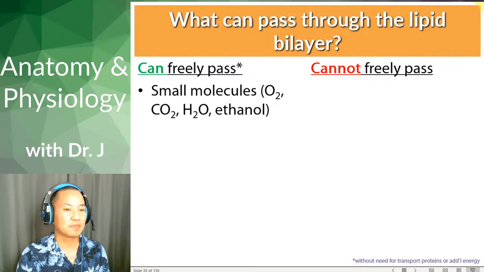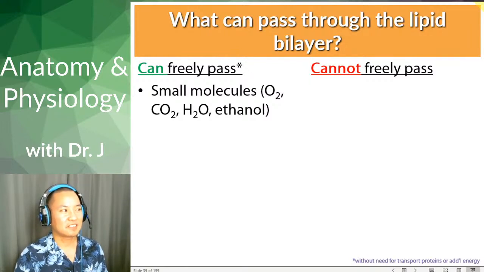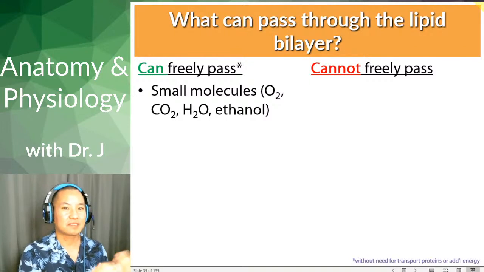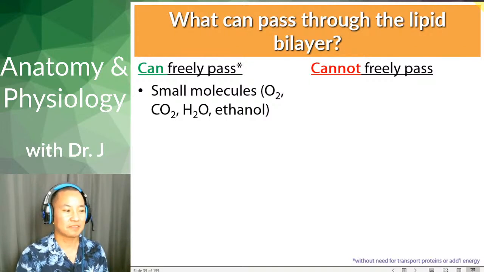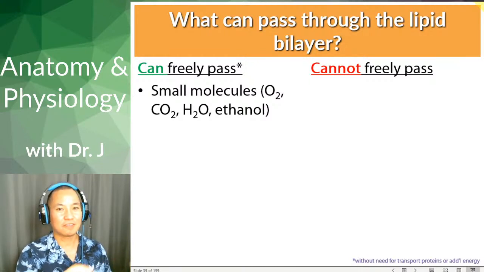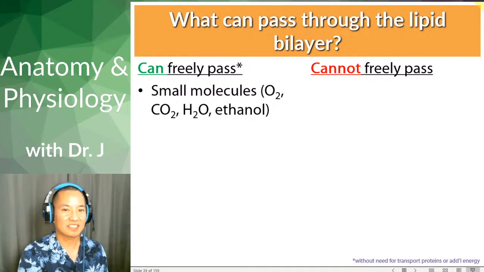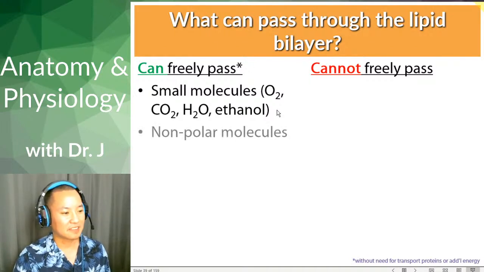So things that are very small, like oxygen and carbon dioxide, which are technically nonpolar. If you had to classify them as hydrophobic or hydrophilic, they're technically hydrophobic, but they're so small they can easily pass through. Things like water are technically hydrophilic. It is kept out to an extent by the lipid-based inner core of a plasma membrane, but it's so small it kind of has a free pass. Same with ethanol, which is also known as drinking alcohol.